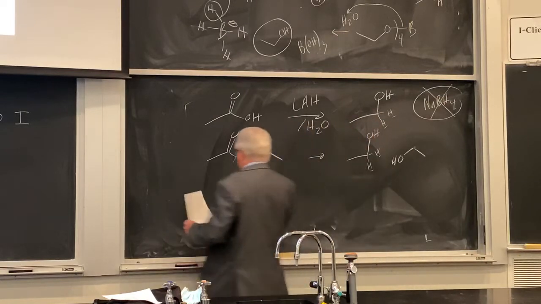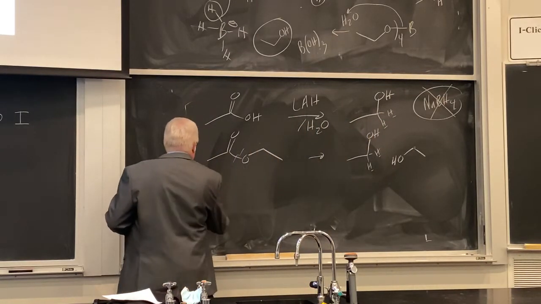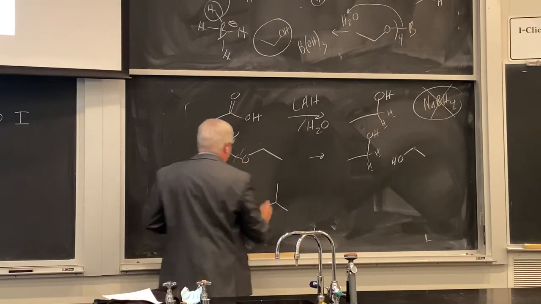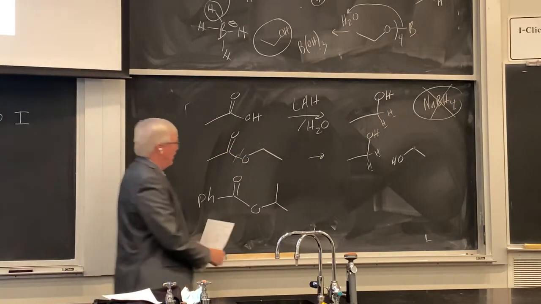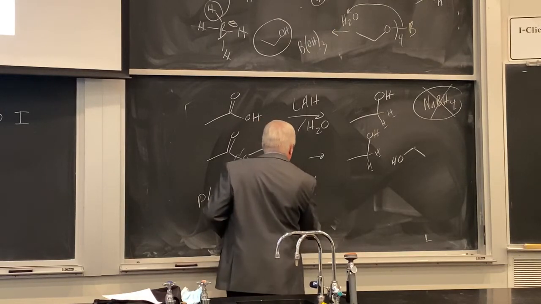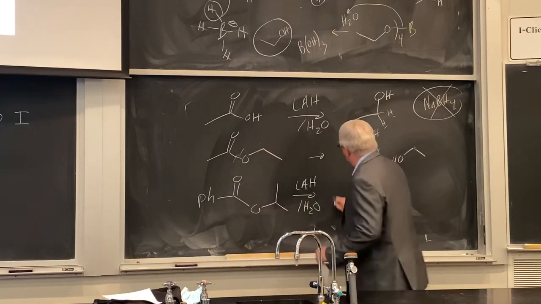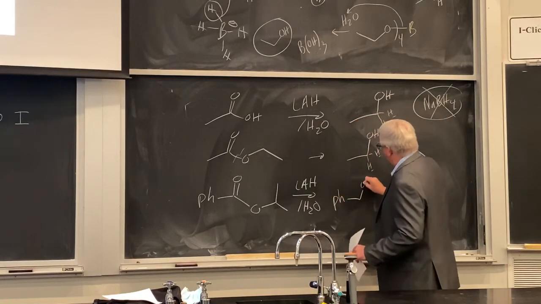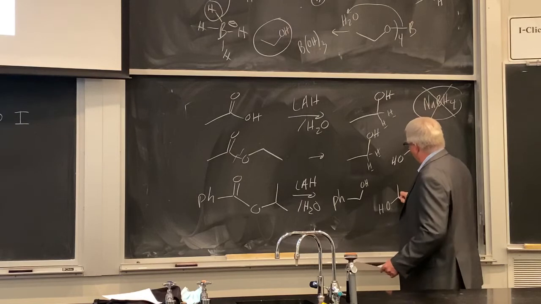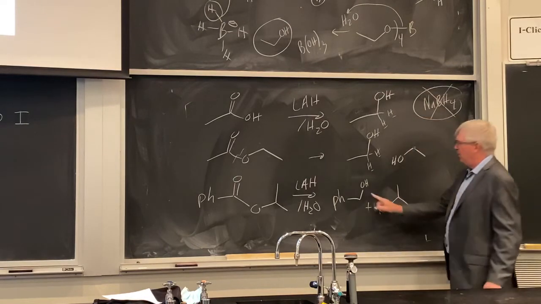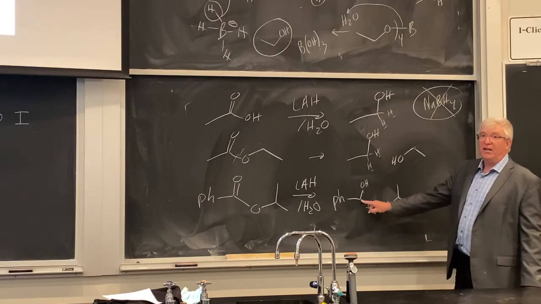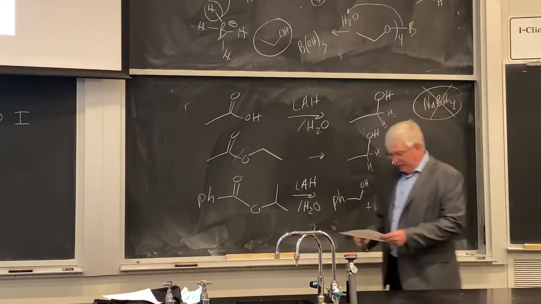Here's another one to show you. How about if we have a aromatic ester like this, and we do LAH, and quench. Look, we're going to form benzyl alcohol. Now the two alcohols are different. And we're going to form isopropyl alcohol. We're going to form these two products, okay? But again, the hydrides went on the carbonyl side. So we need to look at the mechanism here.